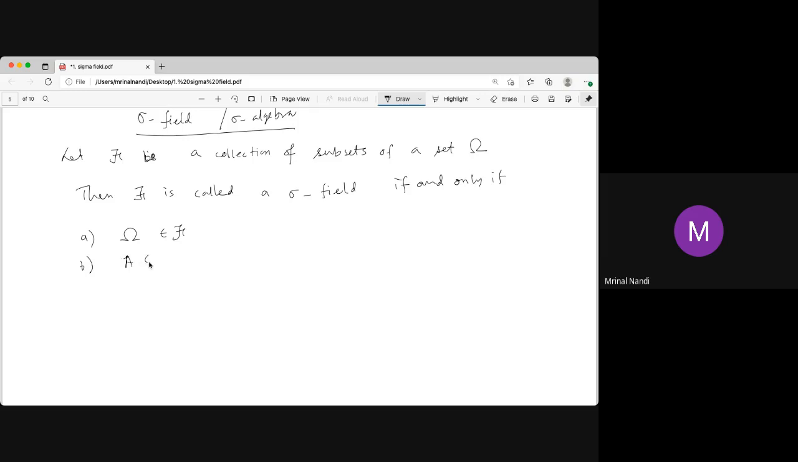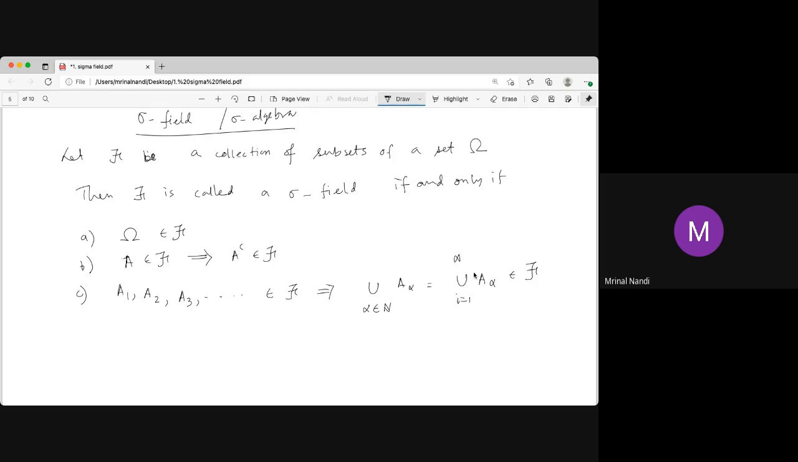If A belongs to this collection, then A complement also belongs to it, the same as for an algebra or field. The third one is different. There we chose a finite collection; now we are taking an infinite collection, so the index is a natural number. If all the Ai belong to script F, then the union over i from 1 to infinity is in script F.